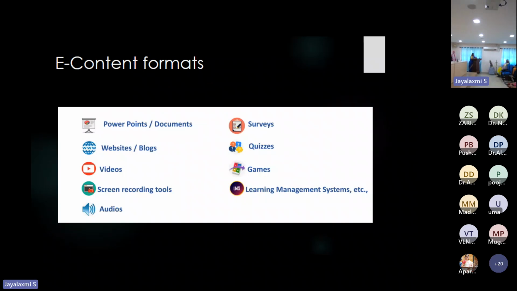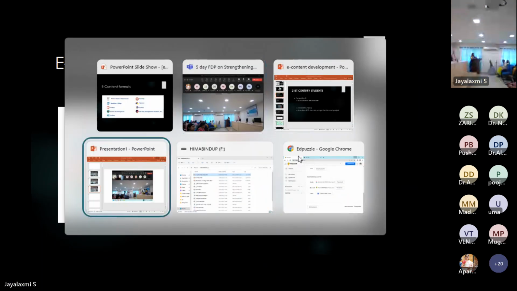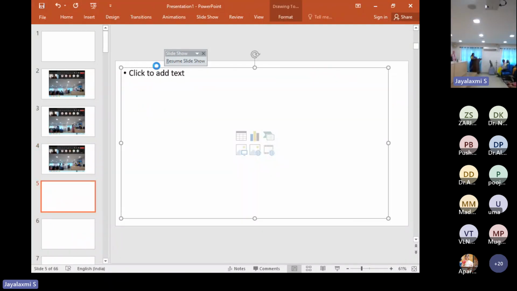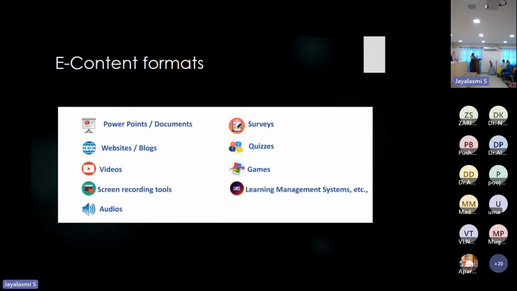Coming to the formats of e-content. We keep saying e-content, e-content, e-content. Is it only a video? Is it only a YouTube video or a Swayam lecture? This is what we think. But there are other formats which are also e-content, like PowerPoints or documents, websites or blogs, videos, screen recording tools, audios, surveys, quizzes, games, and LMS, learning management systems.